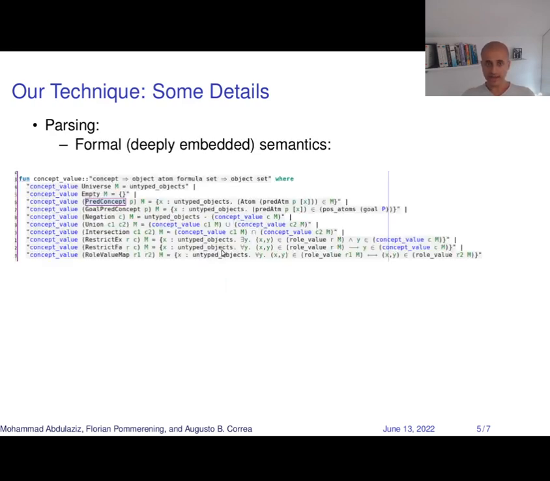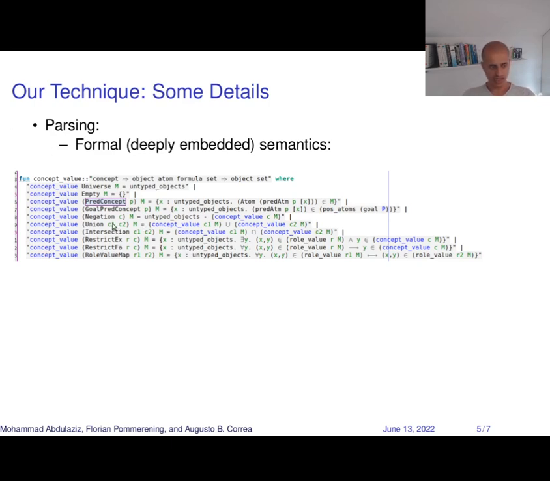After defining the syntax, in order for you to be able to reason about that, objects or structures that are built of that syntax, you need to define semantics, and the way we do that is by defining functions. So here in this case, we have the concept value function, which defines the semantics of the abstract syntax of concepts that I just showed you in the last slide.